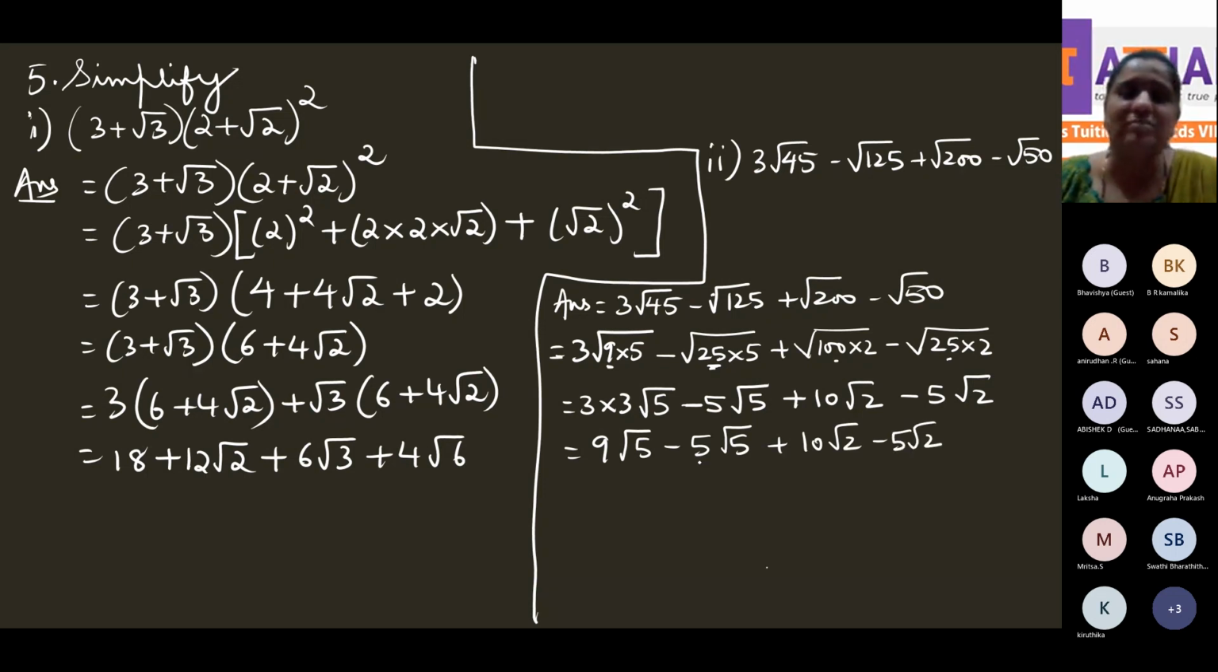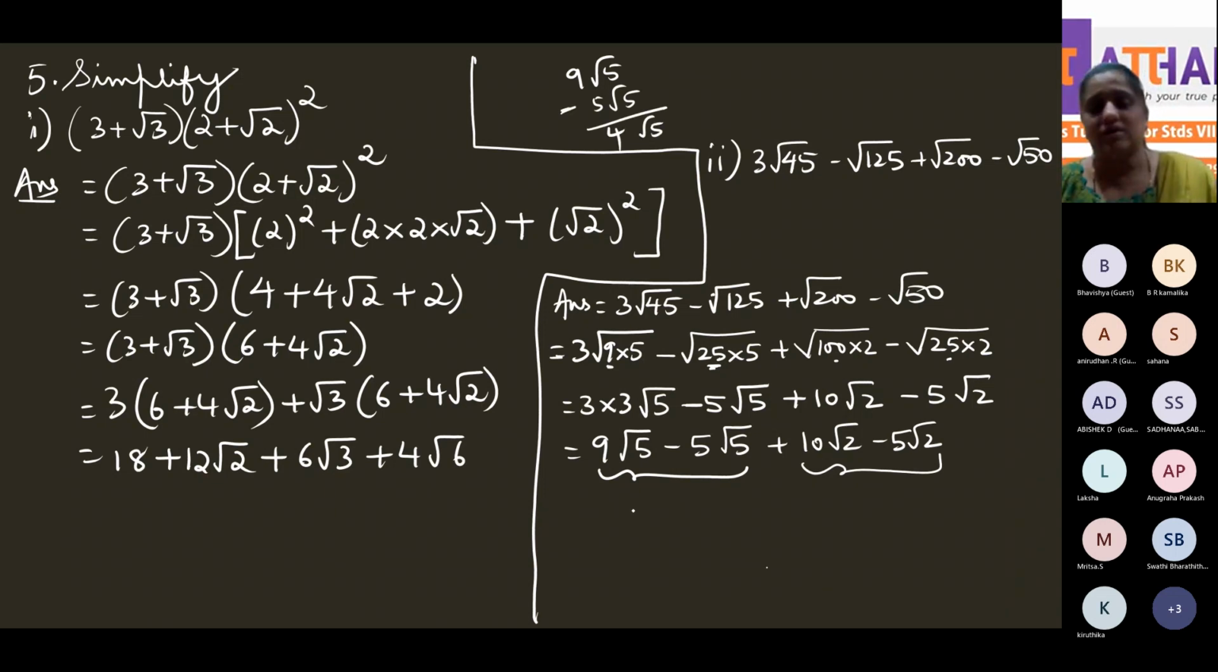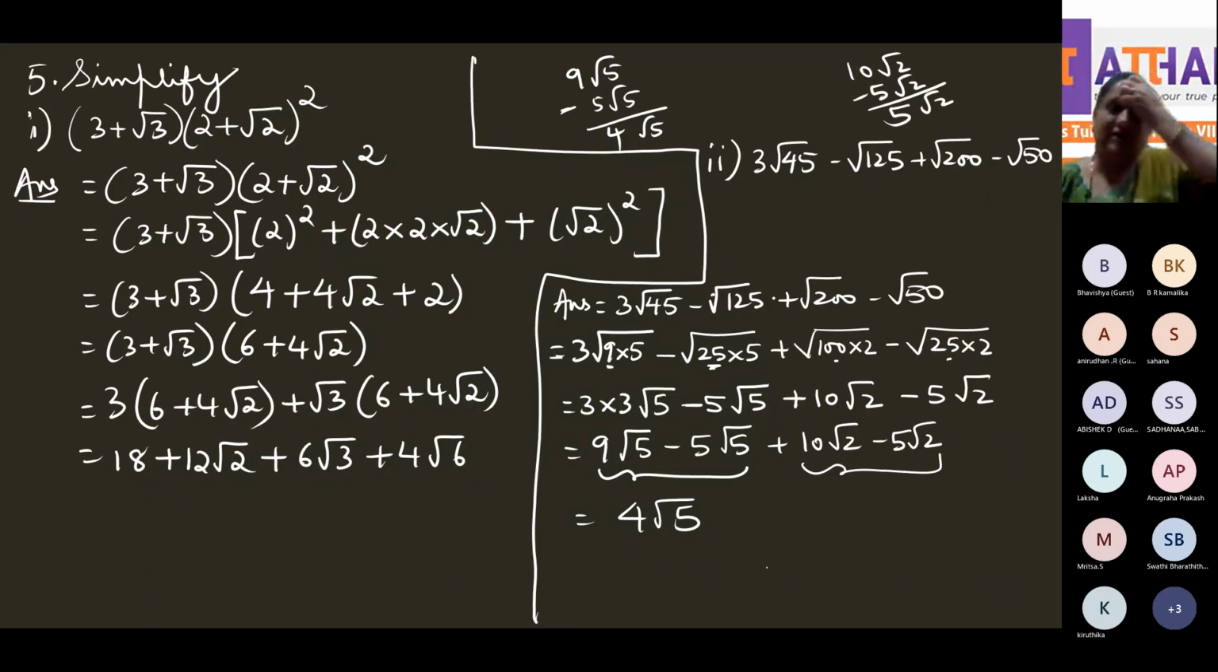Now you can see some like surds. These two are like surds and these two are like surds because root 5, root 5, root 2, root 2. They're like surds. So how do you simplify 9 root 5 and 5 root 5? So it will come as root 5, 9 minus 5. So 4 root 5. And what about 10 root 2 and 5 root 2? When you subtract, 10 minus 5 is 5. Root 2 as it is.